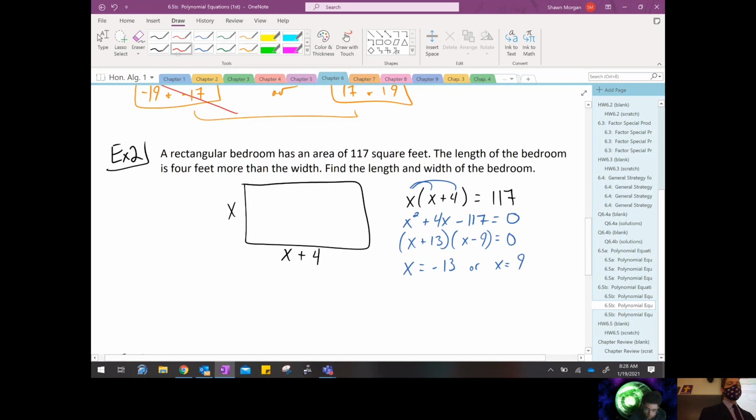I smell an extraneous solution. Extraneous. It's like an extra anus. You don't need it. Get rid of it. It stinks. More anus, not anus.